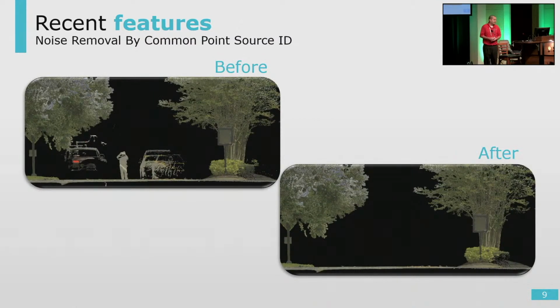We also added the noise removal by using the common point source ID into the random noise filter tool. What this does is it allows us to detect moving objects in the point cloud data, things like your vehicles, your people, and animals, or whatever you might have in there. And it's going to automatically just clear that out for you and leave all your features, like your signs and your poles and your trees and such in the data there.